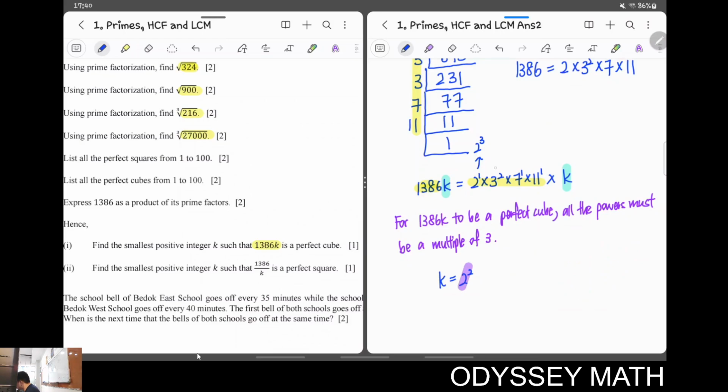Then next, is the power 2 here a multiple of 3? No. What is the smallest number after 2 that's a multiple of 3? 3. So I want 3 to the power of 3. So 3 to the power of 2 to 3 to the power of 3, how do I get it? I need k to have another times 3, so that 3 to the power of 2 times 3 will give me 3 to the power of 3. Understand?